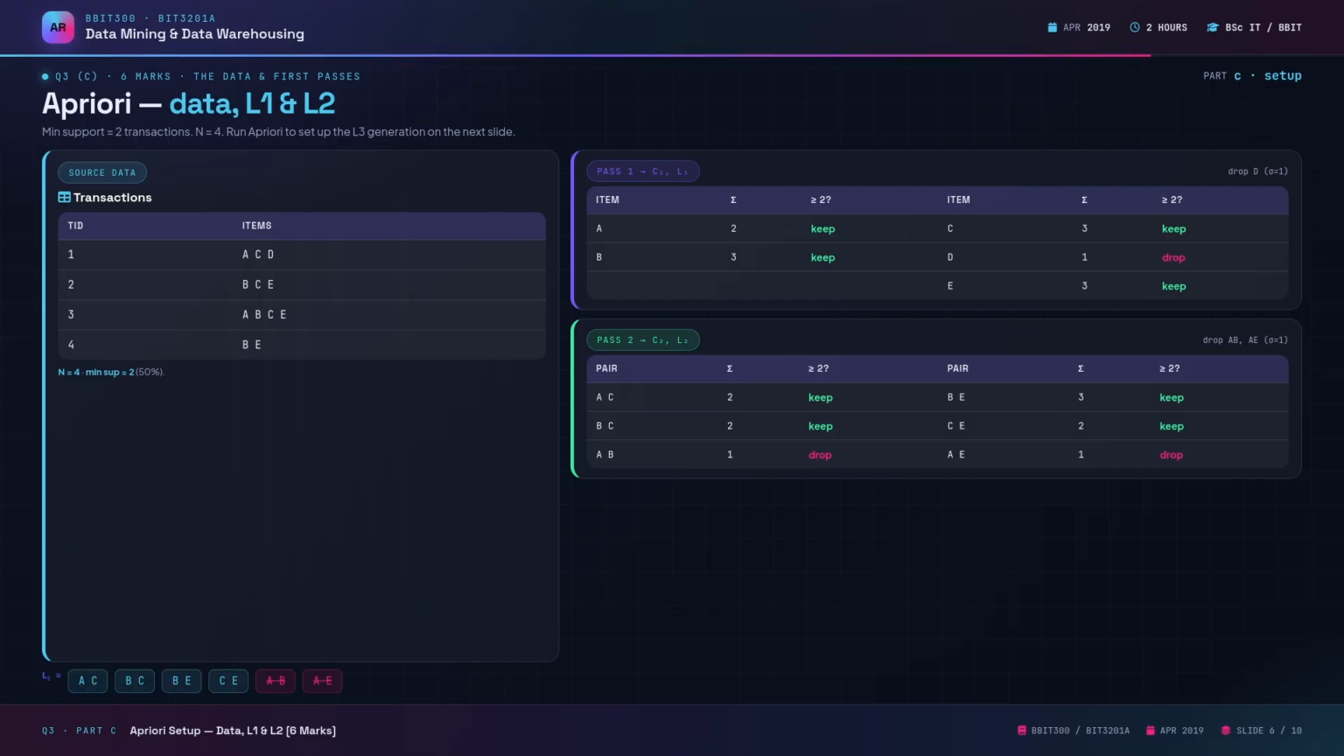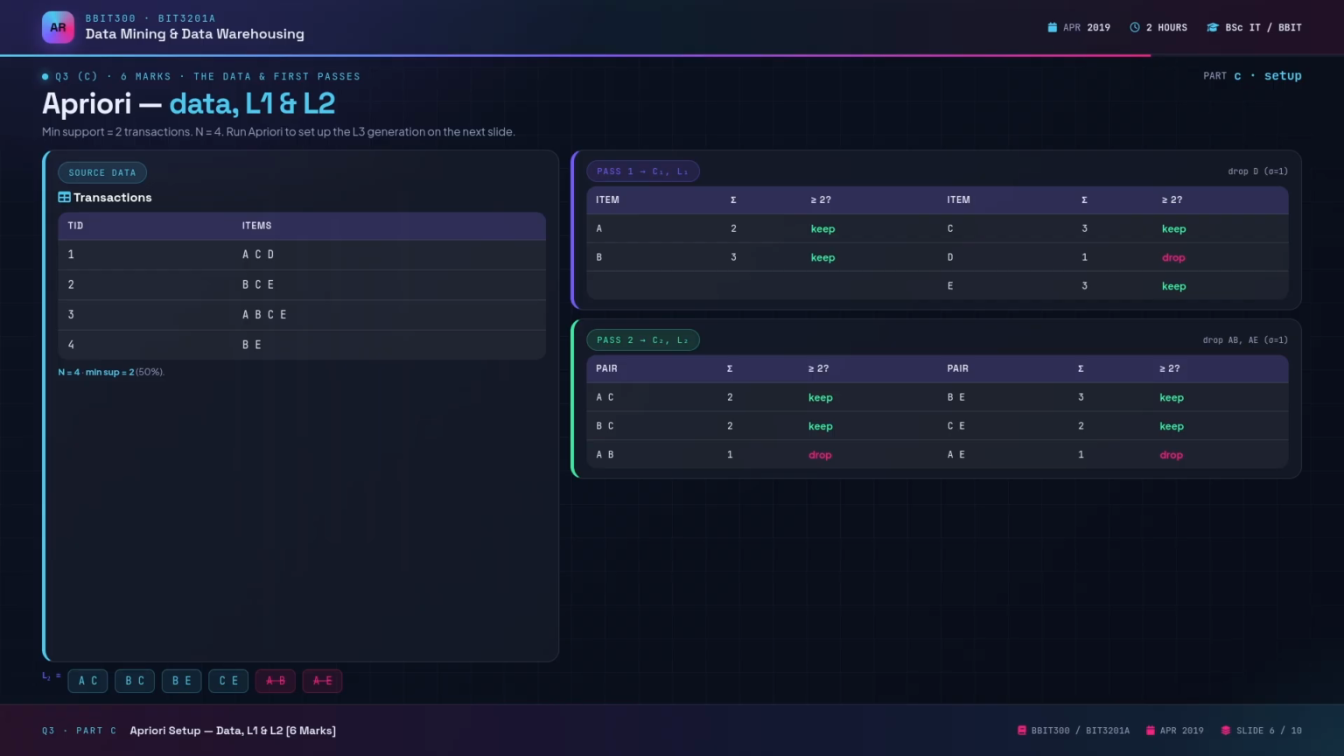That gives us L2, 4 frequent pairs: AC with support 2, BC with support 2, BE with support 3, and CE with support 2. We are now ready to build L3. Pass 3 is where Apriori's pruning shines. From L2 we join the frequent pairs to build candidate triples: ABC, ACE, and BCE.